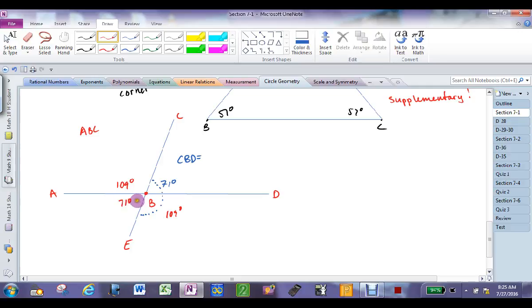71, which then tells us, hey, wait a minute, if angles are across from each other, what are they? They're the same. Without measuring. Everybody got it? Yeah? Okay, that's all you need today.